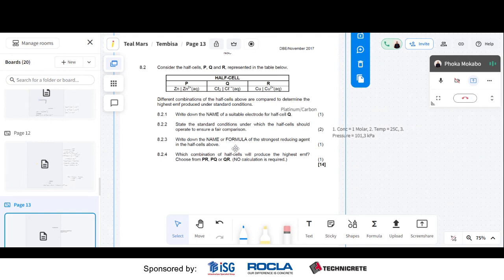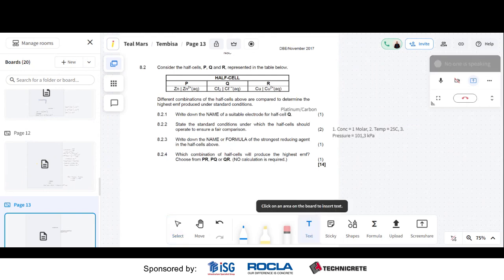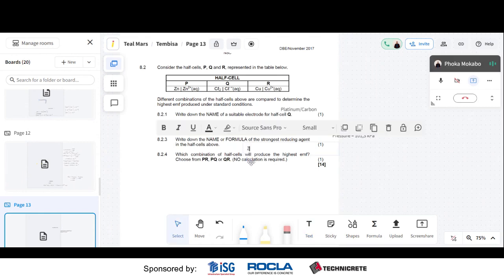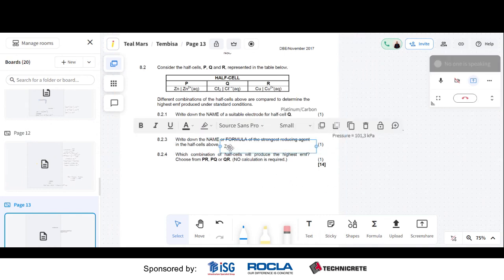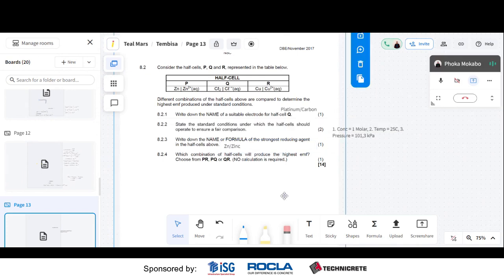Write down the name or formula of the strongest reducing agent in the half cells above. Well, look at table 4b, and you should be able to tell that zinc is the strongest reducing agent in this case. So zinc would be your answer. And depending on what you write down, either write zinc like that or zinc like this.